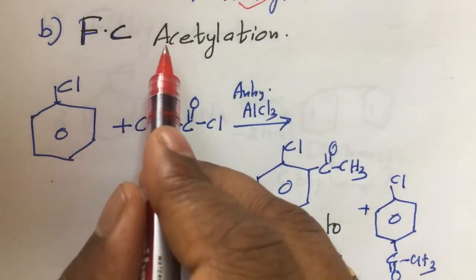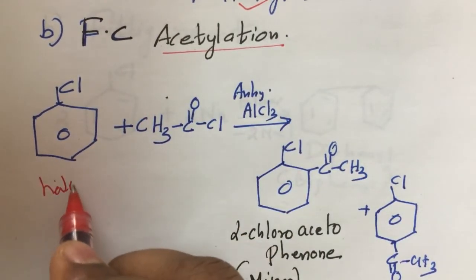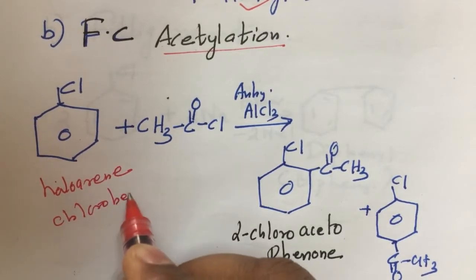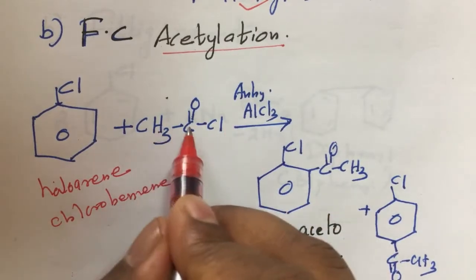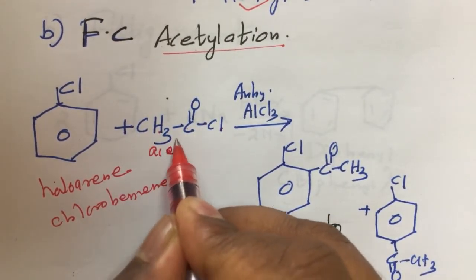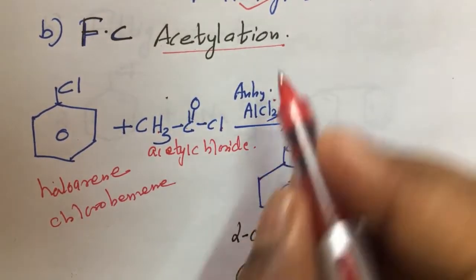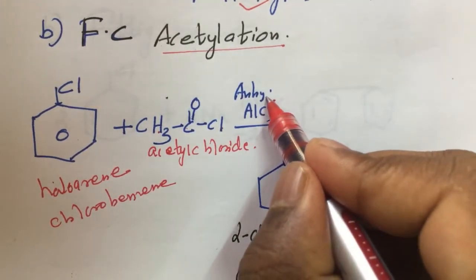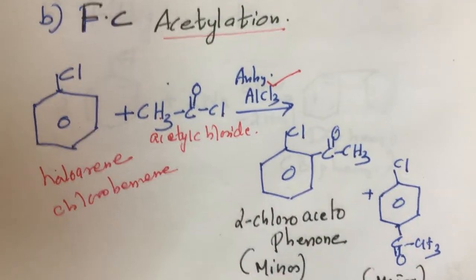In Friedel-Crafts acetylation, the starting material is again haloarene. Here the haloarene is chlorobenzene, or you can take bromobenzene. Then CH3COCl, acetyl chloride. Then, just like alkylation, anhydrous aluminum chloride is also important. Then how can we make these products?